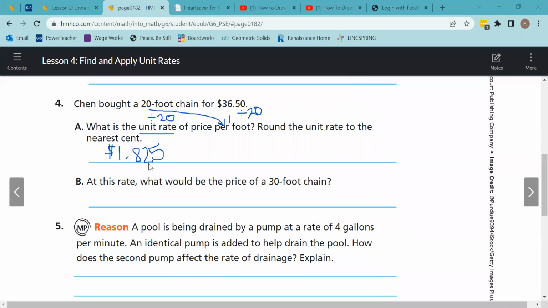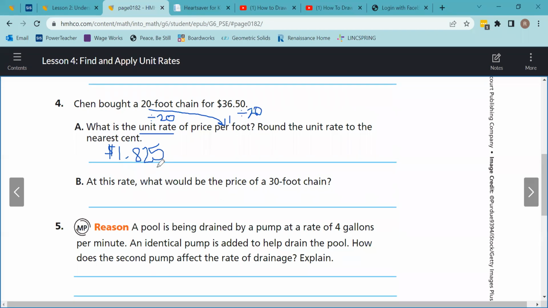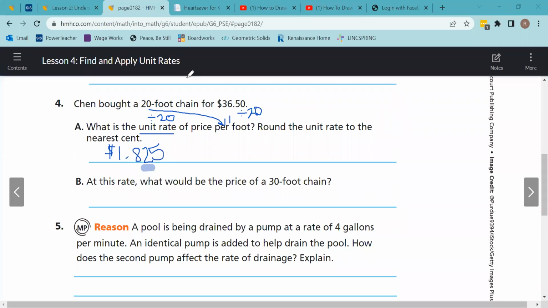As you know, we don't go to the thousandth of a cent, thank goodness, because that's kind of complicated. So we look at the hundredths place. What is the digit behind it telling us to do? Well, it's half or more, so we're going to raise that score. So to the nearest cent, it is $1.83 per foot.